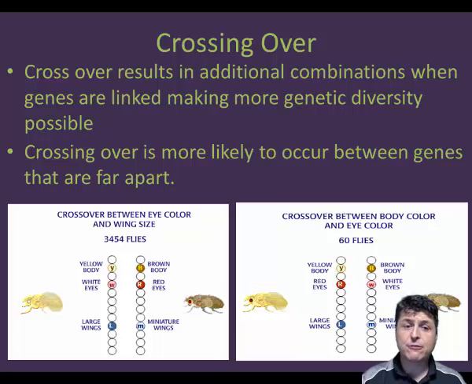It appears that crossing over is more likely between genes that are further apart on the chromosome because there's greater opportunities for those homologous segments to separate from each other. For example, the characteristic of eye color and wing size is more likely to separate than, say, body color and eye color because of their greater distance on the chromosome from each other.